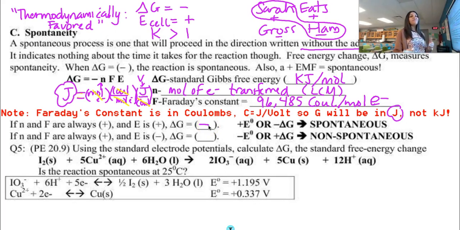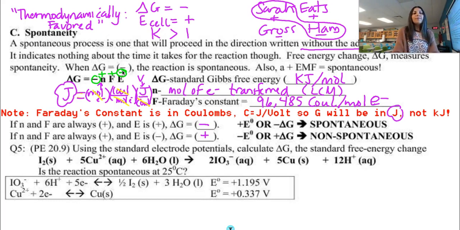Now, if your n and F are positive and your E ends up being negative, then two negatives are actually going to make a positive. In other words, if I said my n was positive, my F is positive, and in this case, my E, let's say, is negative, well, I've got a negative times a negative, and like I said, a negative times a negative is going to give you a positive delta G in that case. And a positive delta G would mean that your reaction is non-spontaneous.